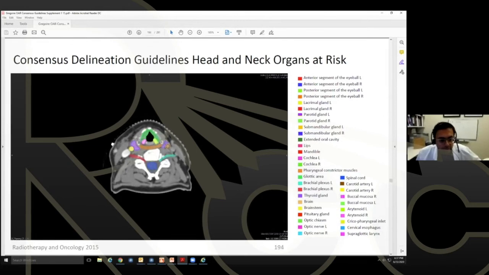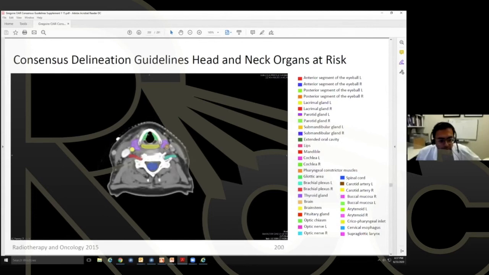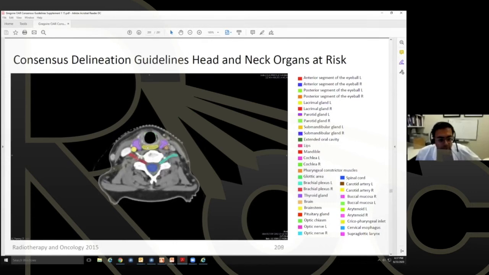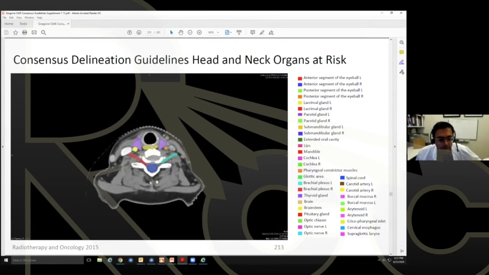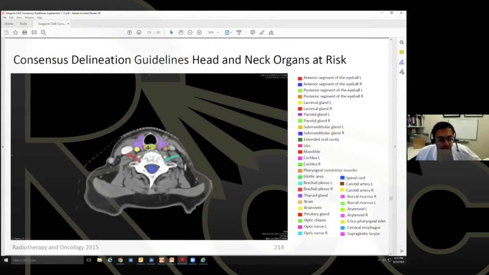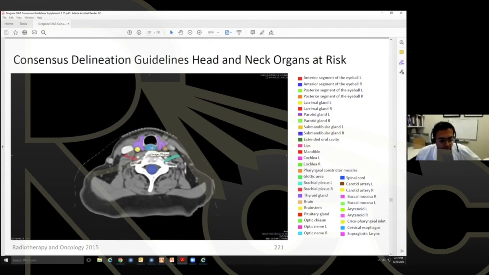The glottic space continues along the arytenoid cartilages, and you'll see the small remnants that extend just medial to the thyroid cartilage there. And posteriorly is the cricoid cartilage. Right at the bottom aspect of the arytenoid cartilages, the pharyngeal constrictor muscles transition to the cricopharyngeal inlet. That extends down 1 cm below the caudal aspect of the cricoid cartilage. Then goes into the cervical esophagus.